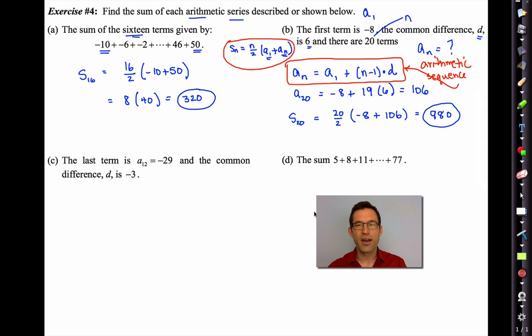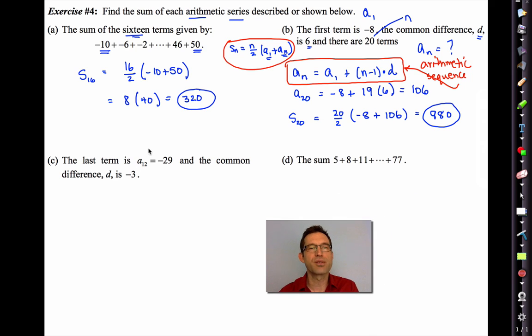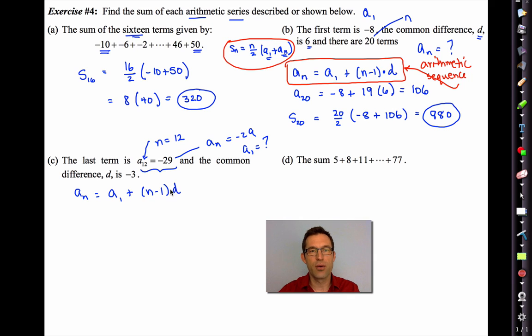Well, again, we have only 2 of the 3 parts of the puzzle. We definitely have how many values there are. There's 12. We definitely have the last one. We have A sub n. It's -29. What we don't have is A1. We don't have the first term. Again, we're going to use my arithmetic sequence formula to figure out what that first term is. The weird thing is now we're looking for this, not this one. This is the one we have. We've got the -29. We don't know what A sub 1 is.